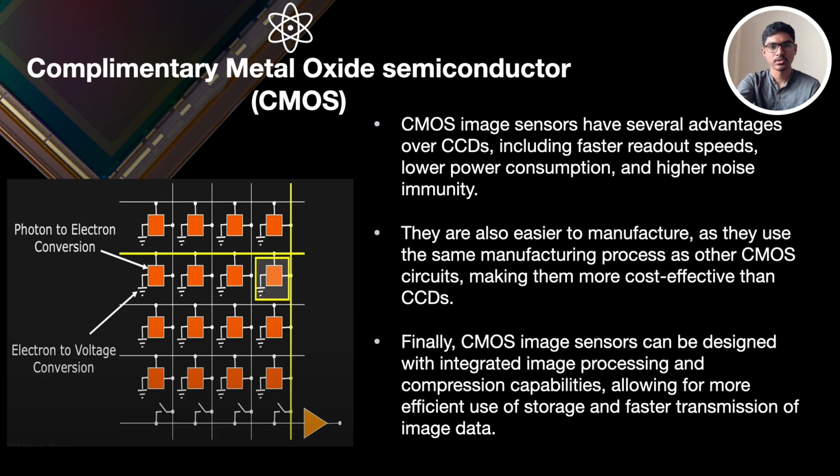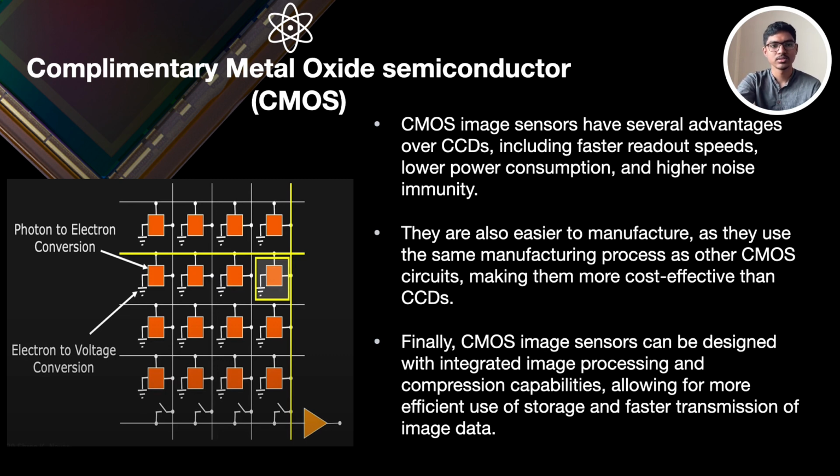In addition to the photodiodes and amplifier, CMOS sensors include other components such as readout circuit, timing generators, and control logic. These components work together to capture and process the image data in a precise and efficient manner. Compared to other types of image sensors such as CCD sensors, CMOS sensors have several advantages, including lower power consumption, higher readout speeds, and the ability to integrate other types of electronics onto the same chip.